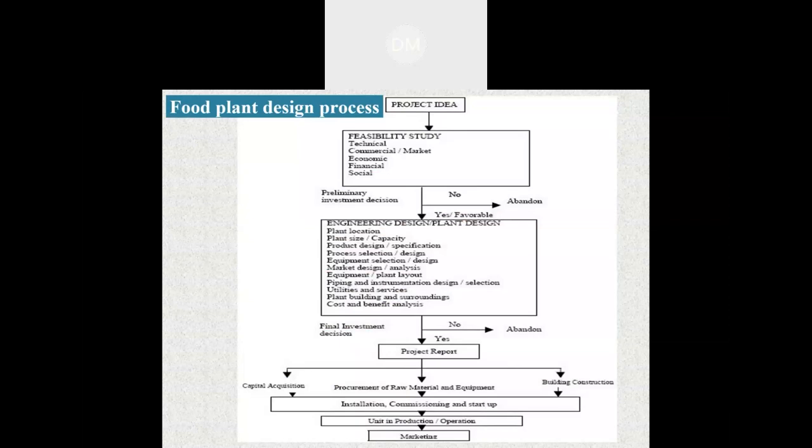So in this process, how to design or how to prepare the project report for a new product. The first is the project idea. So generally, on the basis of surroundings and which type of product you have in your mind for preparation, maybe fruit related product, vegetable related product, cereal-based product, so any product. So in your mind, this is your project idea.